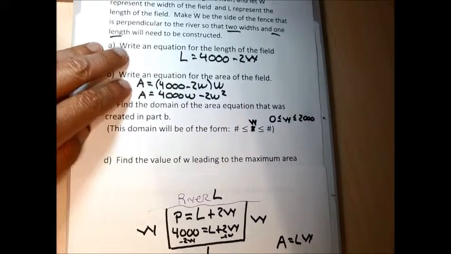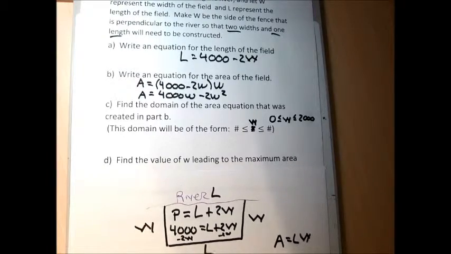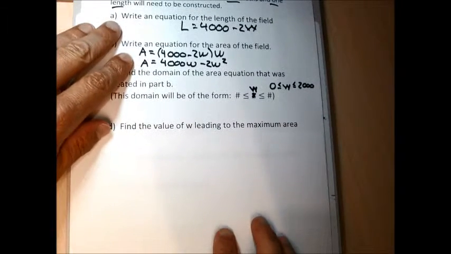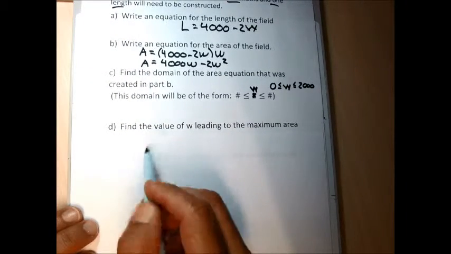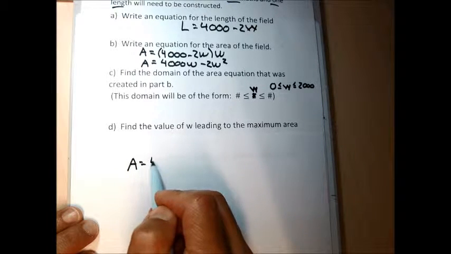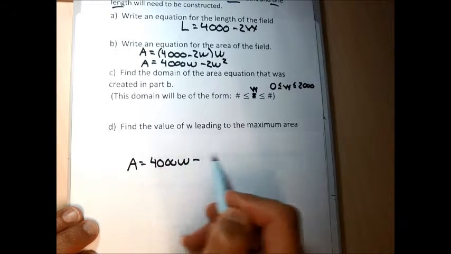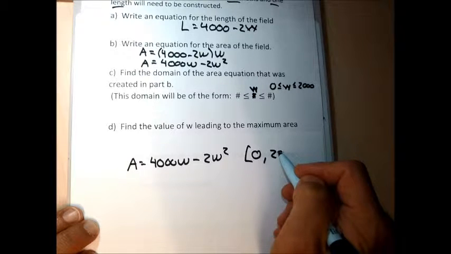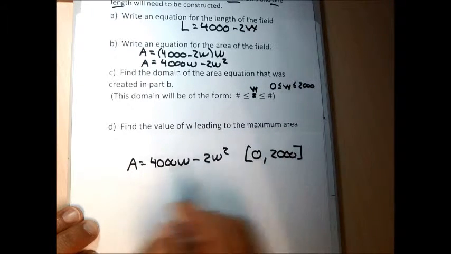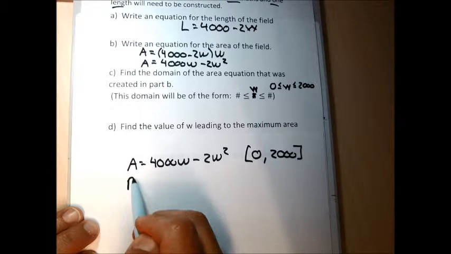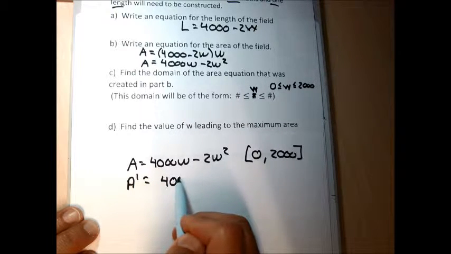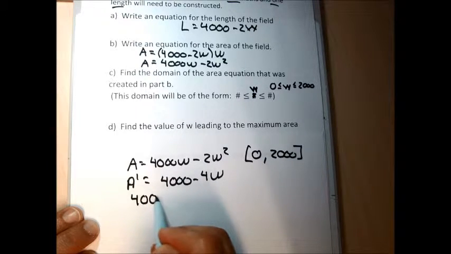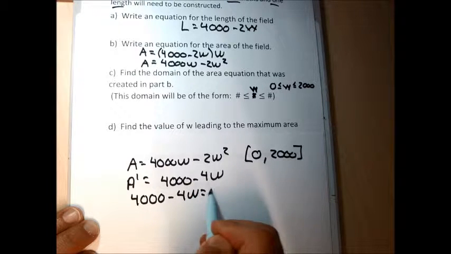And now I'm going to find the maximum. And how do I find a maximum? Well, if I have a nice closed interval like this, I do just like I did in section 4.1. So I'm going to take my area equation. My area equation is 4,000w minus 2w squared and I'm only allowed to look at this with w between 0 and 2000. I'm going to take the derivative, find a critical number. So A prime equals 4000 minus 4w. Set my derivative equal to 0. 4000 minus 4w equals 0.